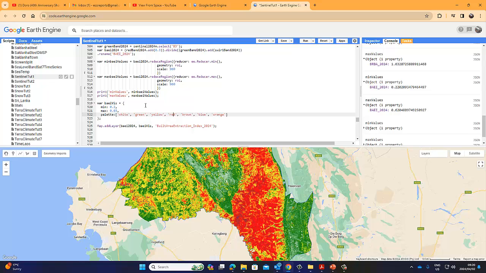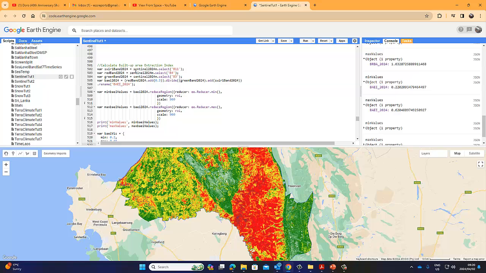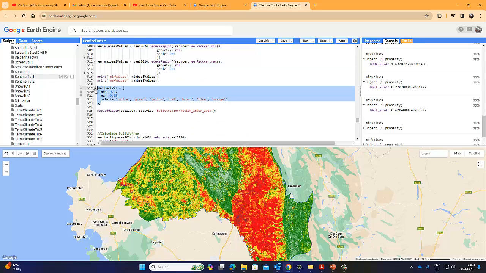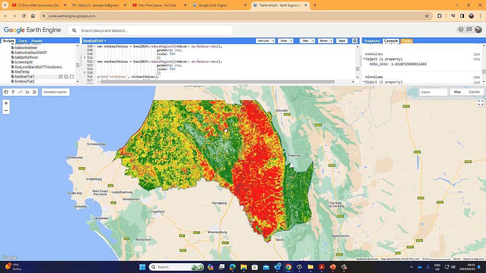Okay. So just to confirm, this is called the build-up area index. There's 3 bands. That's a formula for it. Then I generate the minimum and maximum value. I create my color scheme, visualization parameters, and I display it. And that looks something like this.